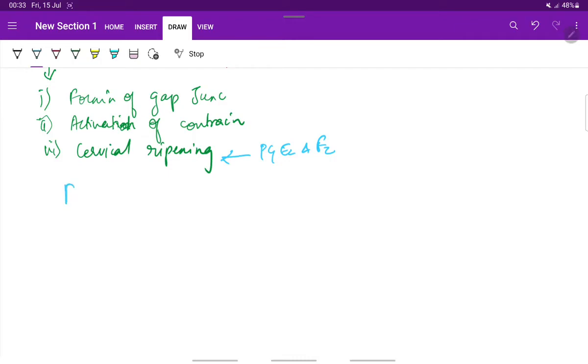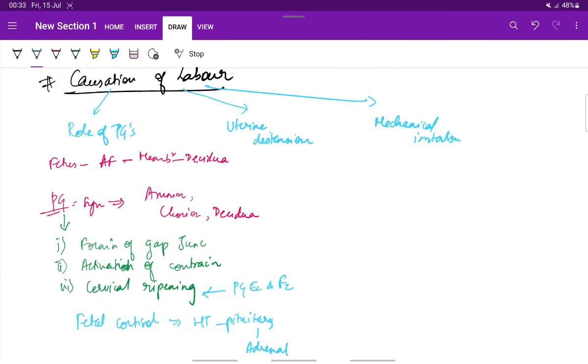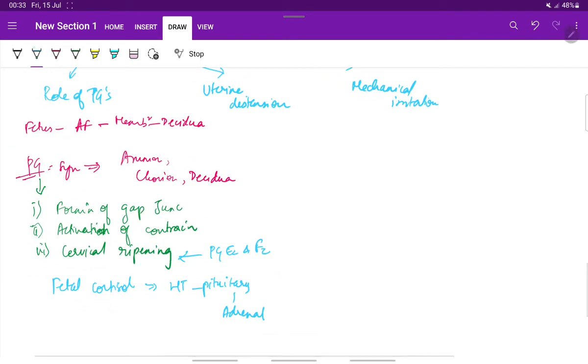Next, the fetal cortisol also plays an important role in labor by the hypothalamo, pituitary and adrenal axis. This is about the prostaglandins. Next, the uterine distension.